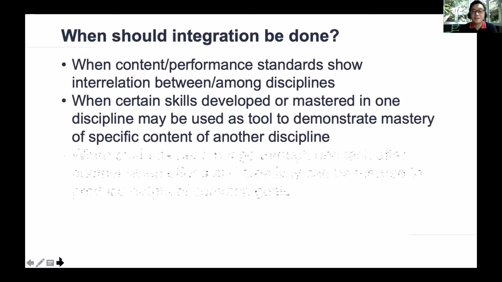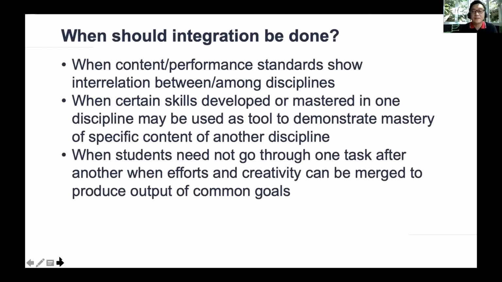Then, integration can also be done when students need not go through one task after another, when efforts and creativity can just be merged to produce output of common goals. Okay? It's something like, the students are so tired when they run from one room to another, from one venue to another, of an entire week of performance tasks, just to satisfy the expectations of teachers.